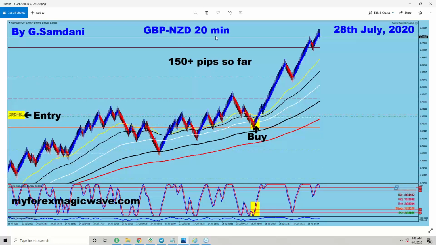Pound NZD, pound CAD, pound Aussie, that's what I usually trade. They move big and they give you big trades. This is on the 28th, you can see pound NZD, easy peasy 150 pip. These are the big ones. You're going to see a lot of them.